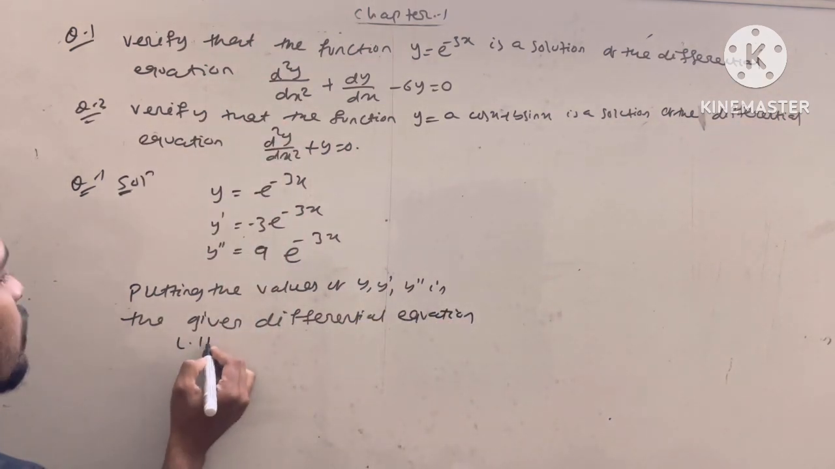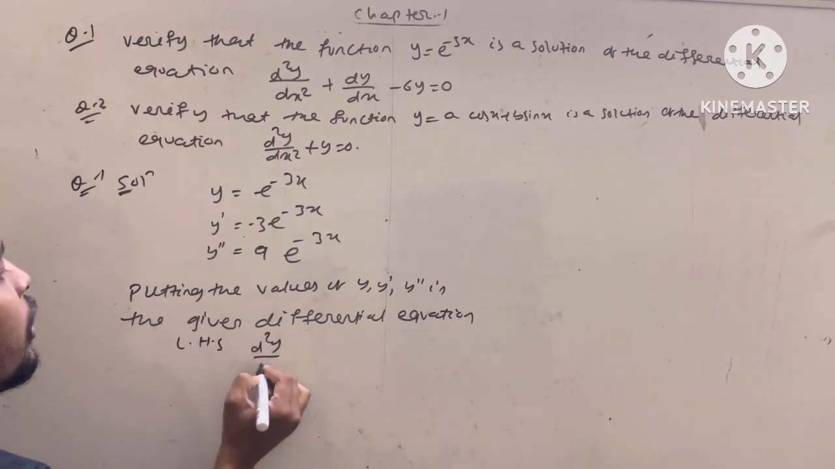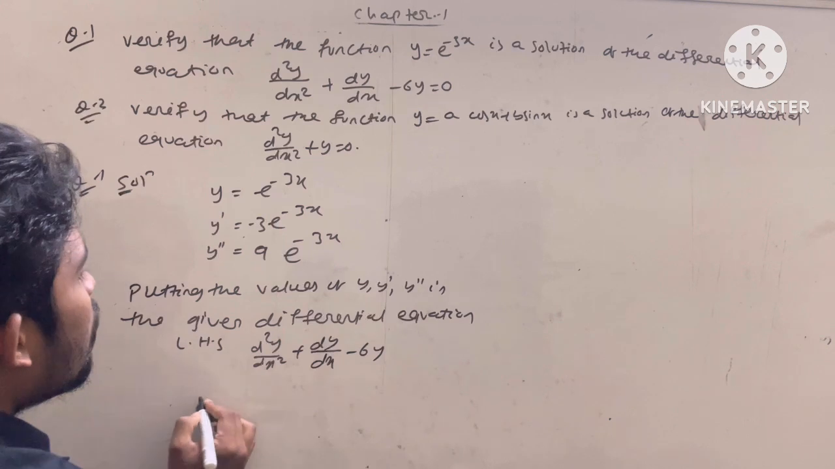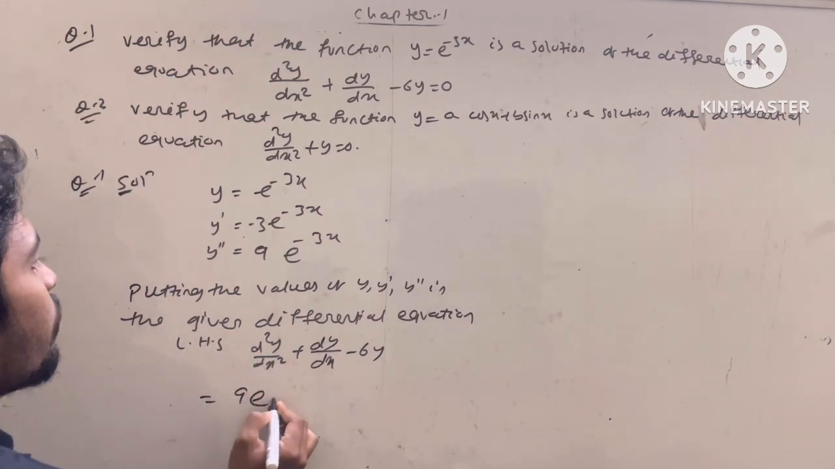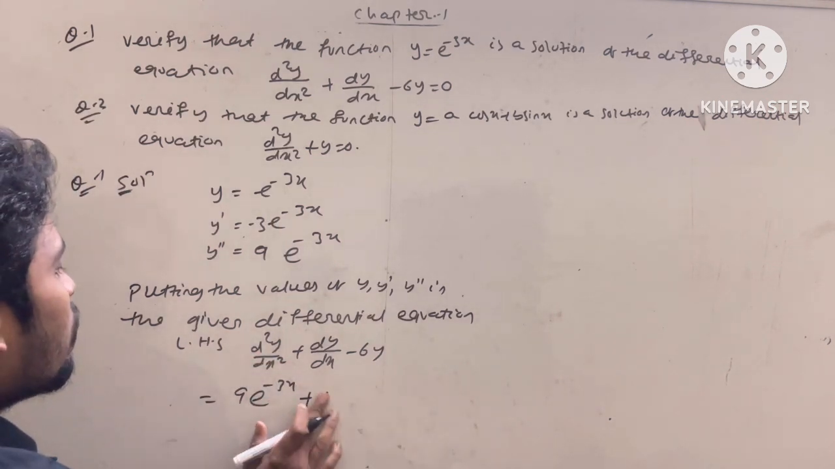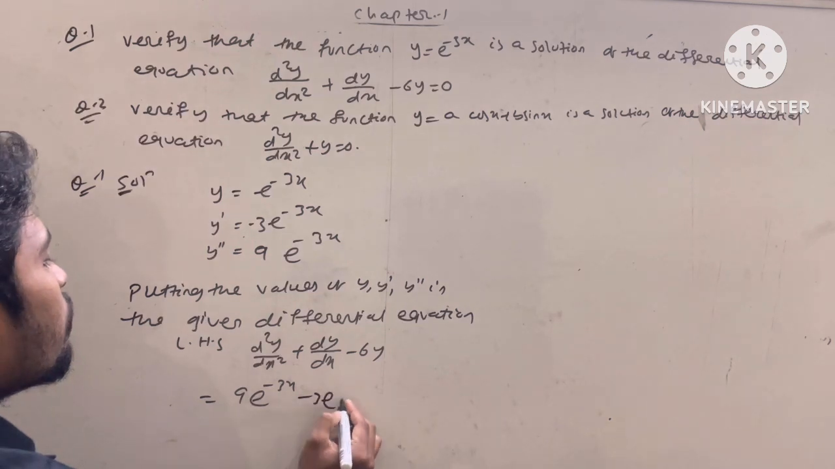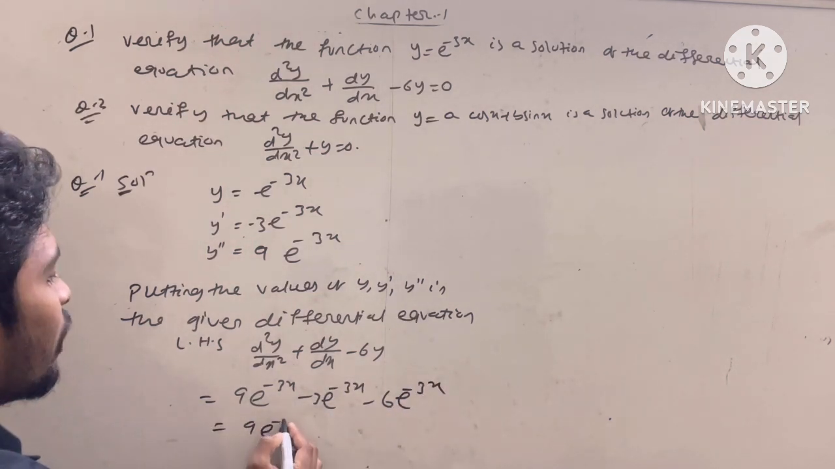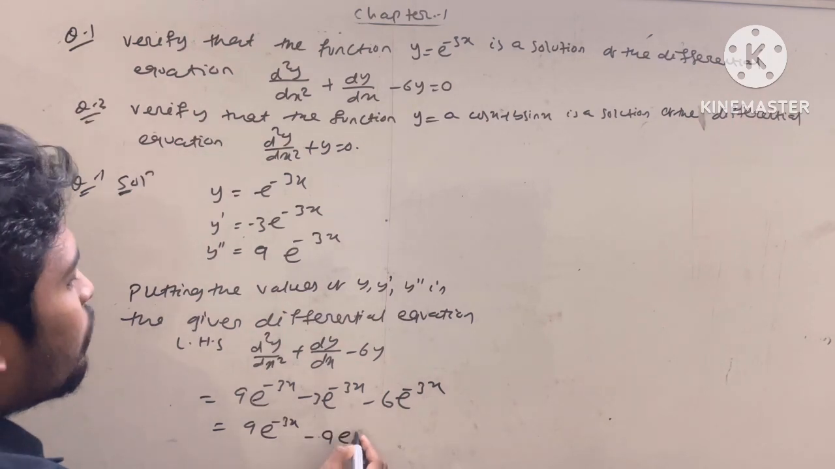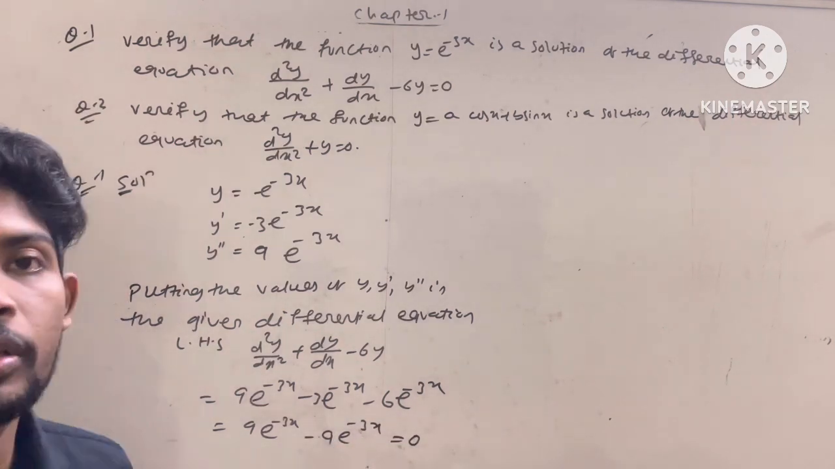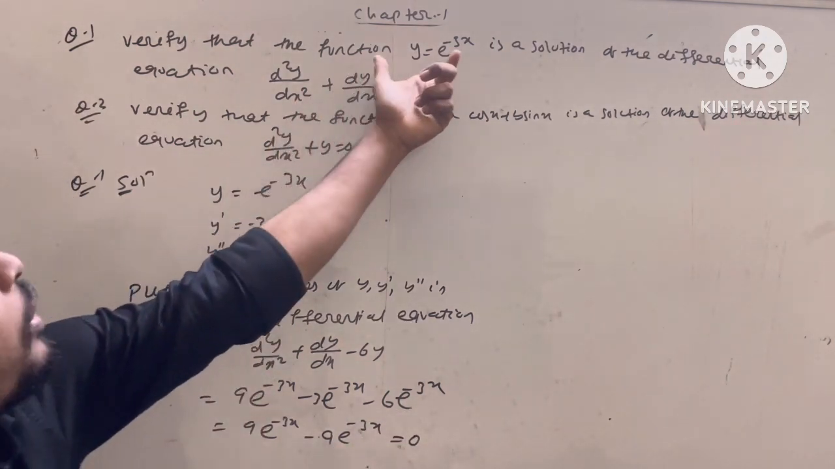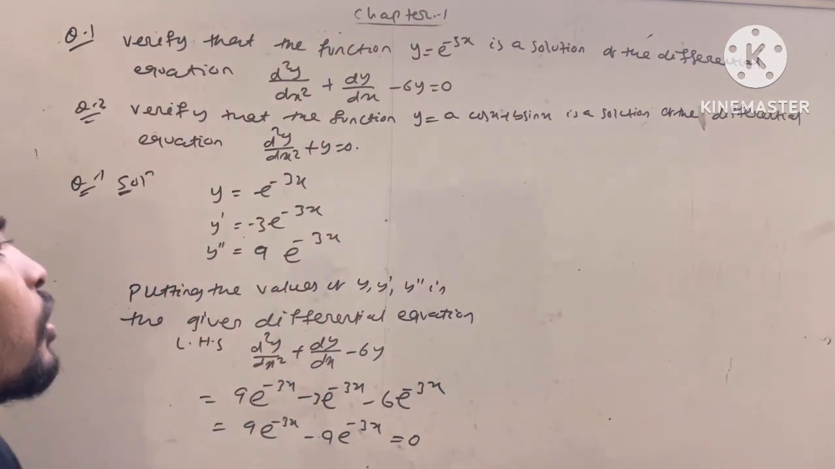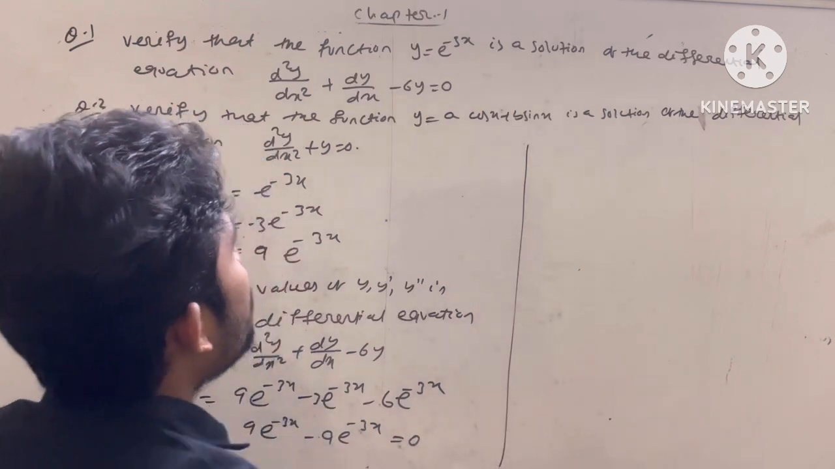This is LHS d square y by dx square plus dy by dx minus 6y. So this is 9 e to the power minus 3x plus, sorry, this is minus 3 e to the power minus 3x, and this is minus 6 e to the power minus 3x. So this is 9 e to the power minus 3x minus 9 e to the power minus 3x, which is equal to 0. So this one, y equal to e to the power minus 3x, is a solution of the given differential equation. Okay, so you got that. And go to the next question.